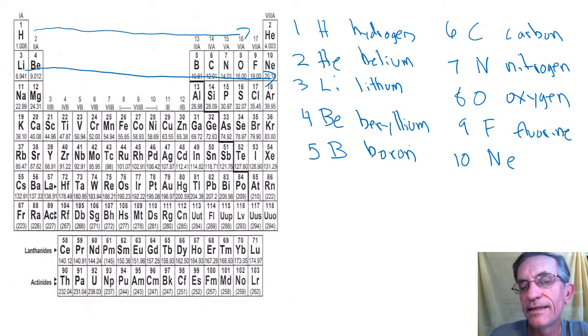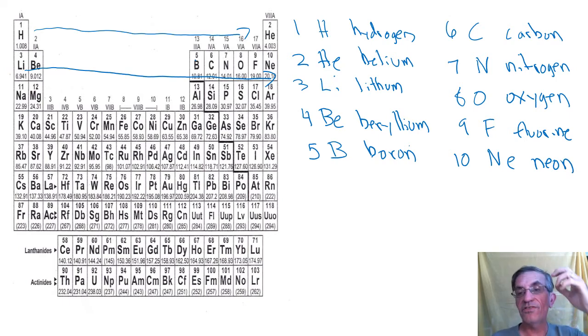And Ne is neon. All right, so with that, you should be familiar with these symbols. You'll need to be really familiar with them because we're going to use them all the time. So if you haven't written them down, I'd write them down. You can make some flashcards to help you remember what these are so you don't have to look them up all the time.